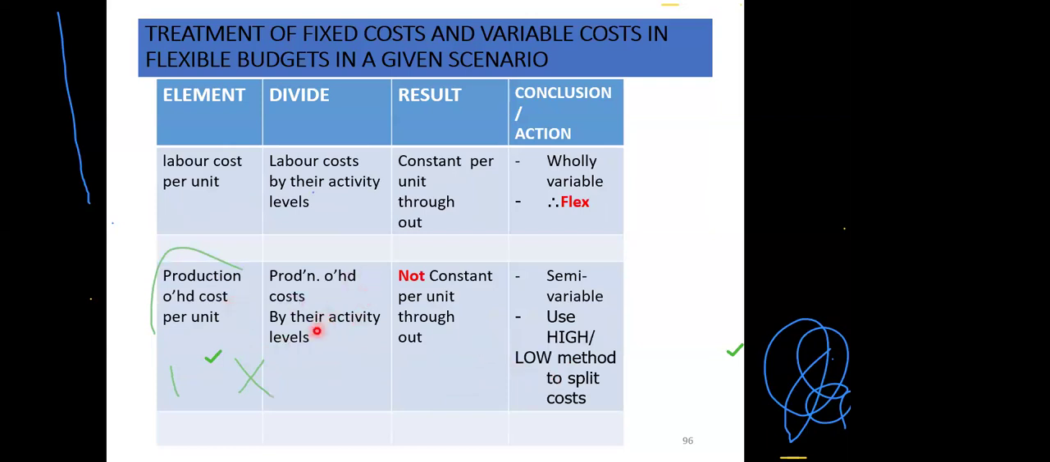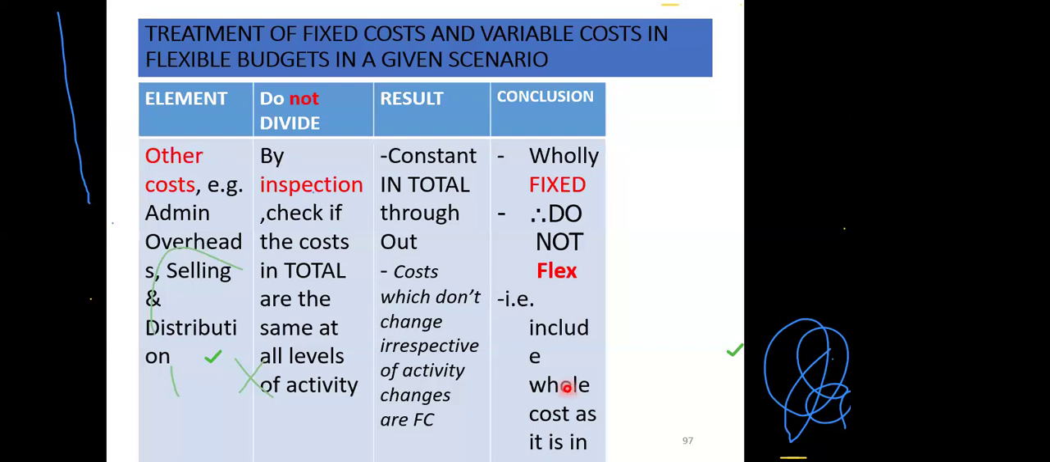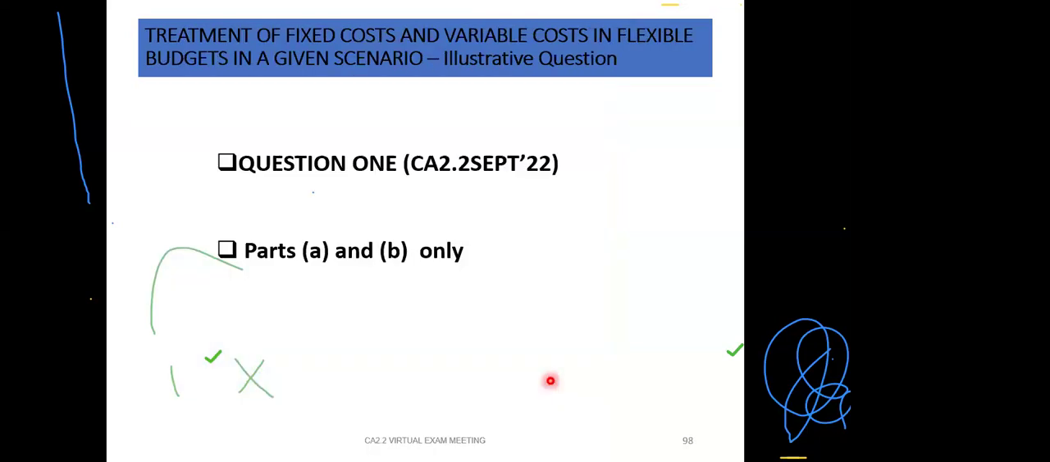Production overhead costs, if they are not constant, then it means that they are semi-variable, and therefore you should split such costs. Other costs, you may have to do them by inspection. If they are constant at all levels, then it means that they are wholly fixed, and therefore don't flex them. The rule is that you don't flex fixed costs.